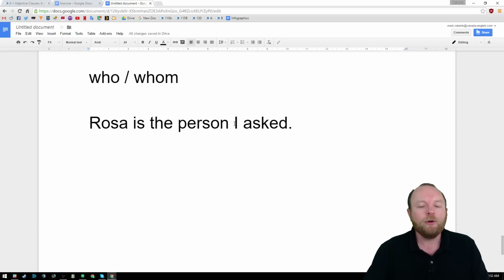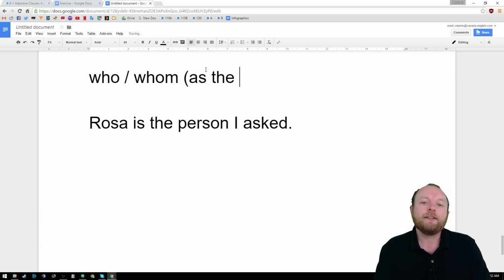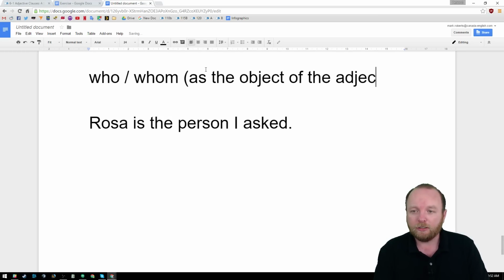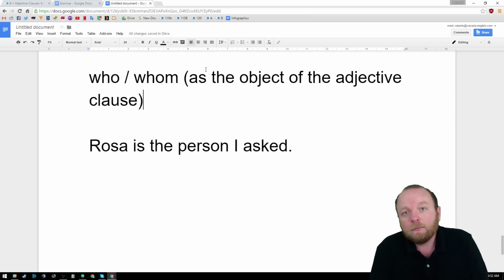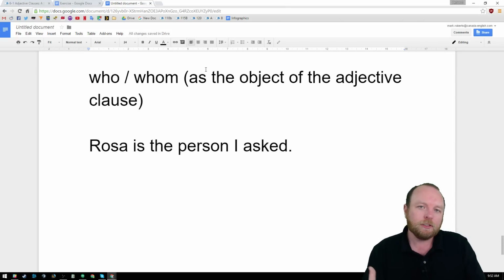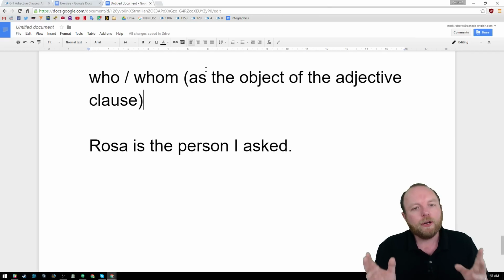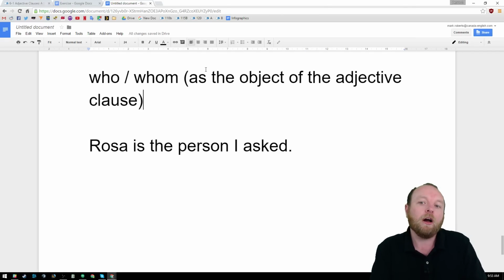Okay, well, whom is formal, and it is only used as the object of the adjective clause. So if you are a higher level student, listen. This is important for you. But if you are a lower level student and this is really difficult for you, just use who, okay? Who is okay. But whom is only for the object of the adjective clause, excuse me.